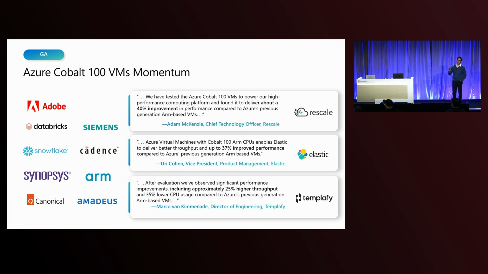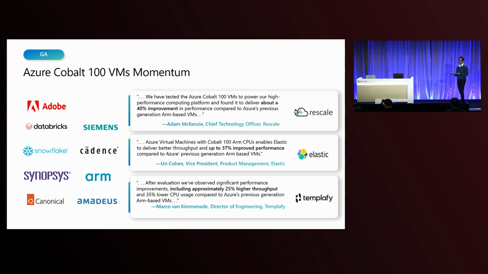We are seeing significant momentum with Cobalt 100 VMs. This is driven because of two primary reasons. The first one being the migration journey is easier. I won't say it is, depending on the workload. There are many workloads that can move over to ARM with minimal effort, and so that makes the Cobalt 100 VMs attractive to customers.